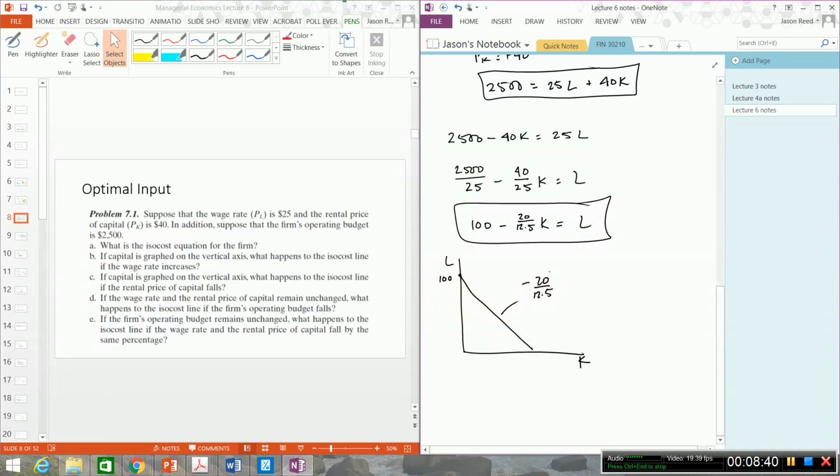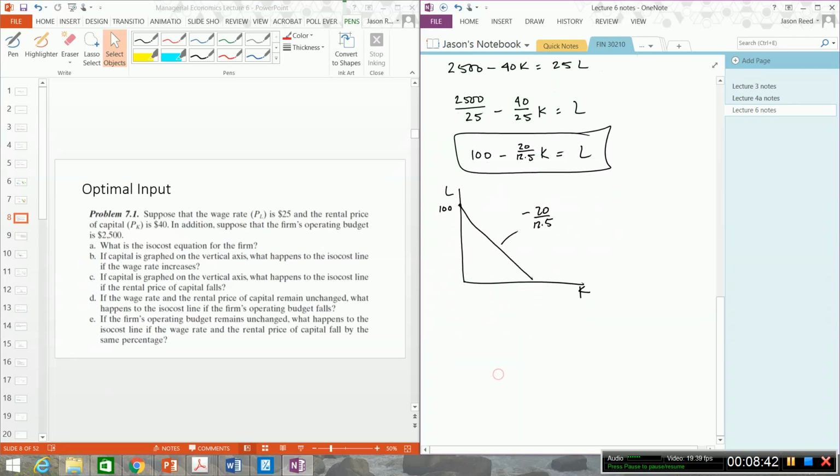So we could go and talk a little bit about B and C as if we're talking about labor. So if labor is graphed on the vertical axis, what happens to the isocost line if the wage rate increases? If the wage rate increases here, what we should see is that we would have a rotation in of our isocost line.